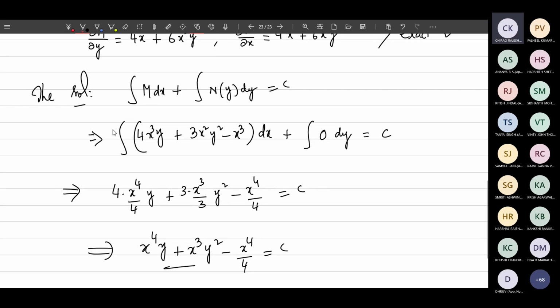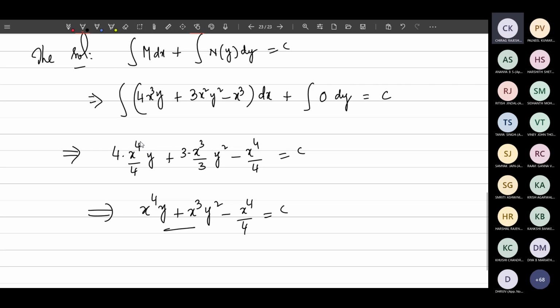Sir, can you continue in the next class? Yeah. No need. This you can stop it here. Only thing is, after multiplying with the integrating factor, the equation becomes exact, then write the solution, that's all.